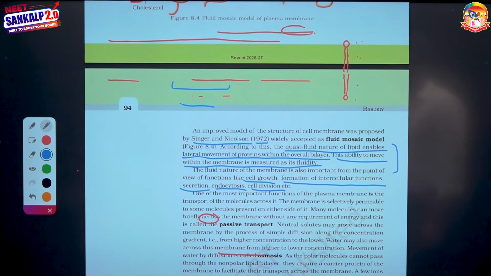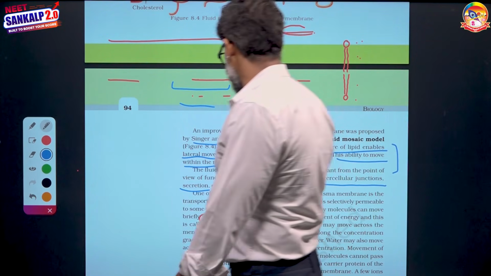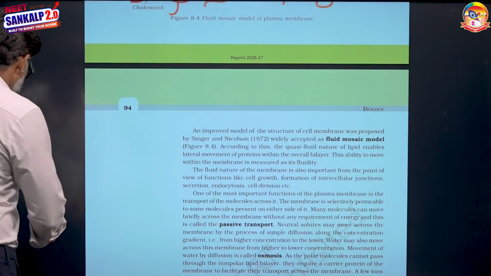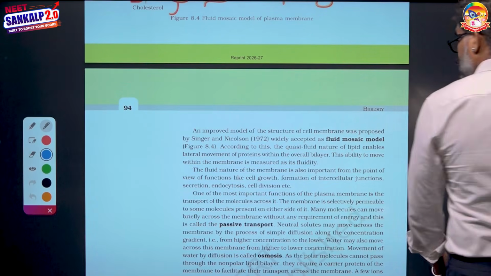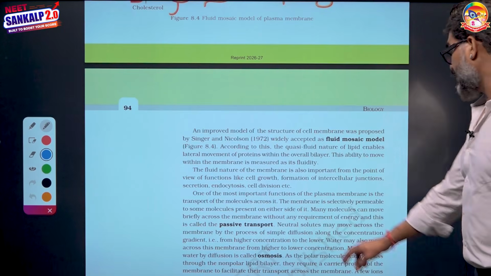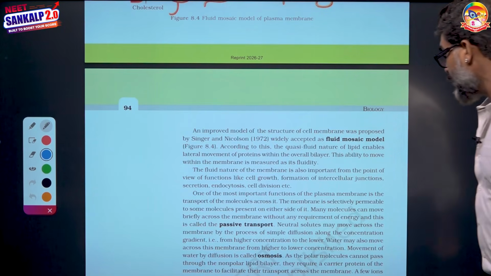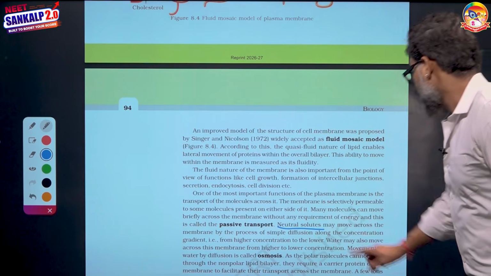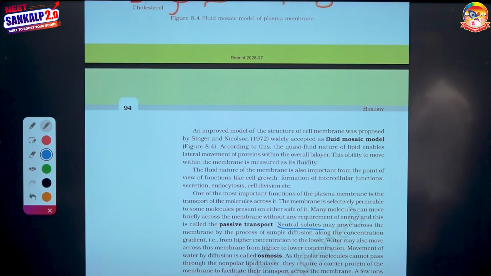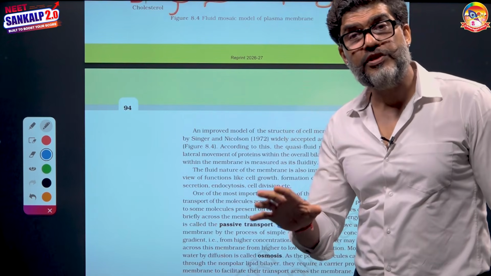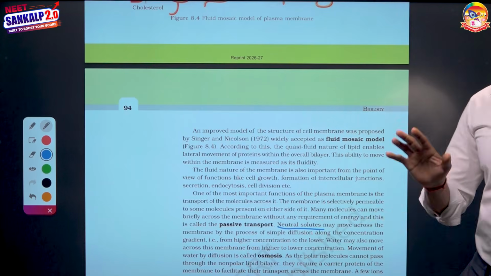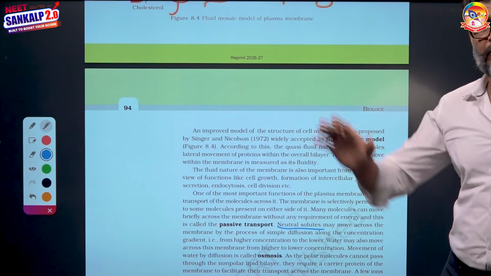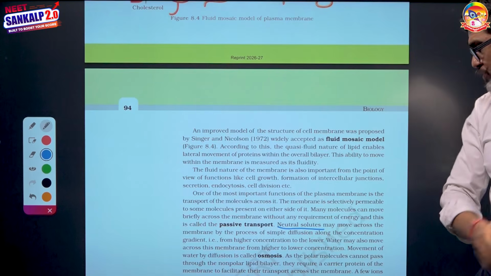One of the most important functions of the plasma membrane is the transport of molecules across it. The membrane is selectively permeable to some molecules present. Yes, it is a very common aspect. The molecules can move briefly across the membrane without any energy, that we know as passive transport. Neutral solutes may move across the membrane by the process of simple diffusion, but for simple diffusion the condition is what? That a concentration gradient must be present, because passive transportation always happens from a high concentration area to a low concentration area.